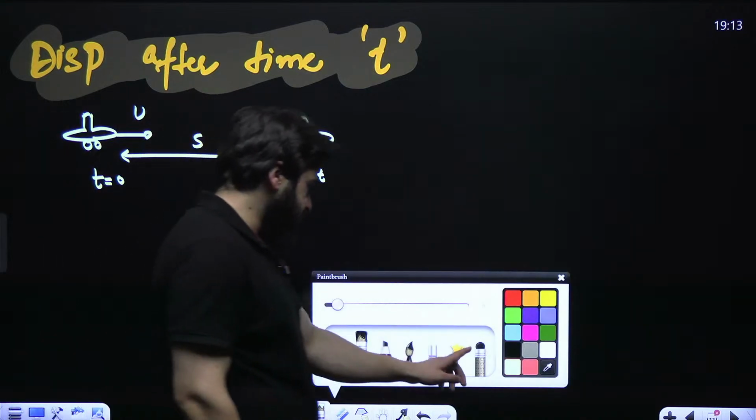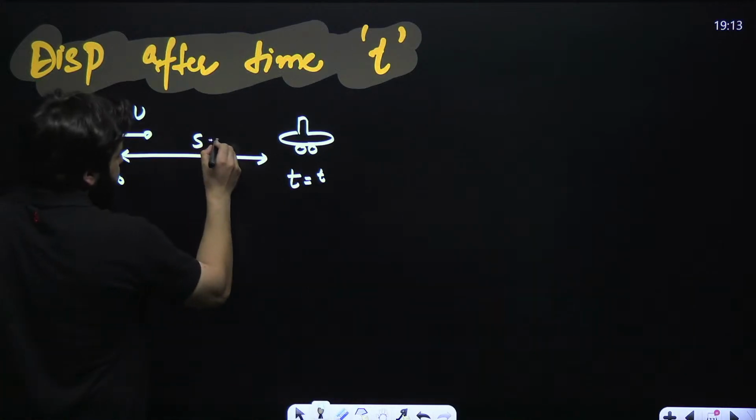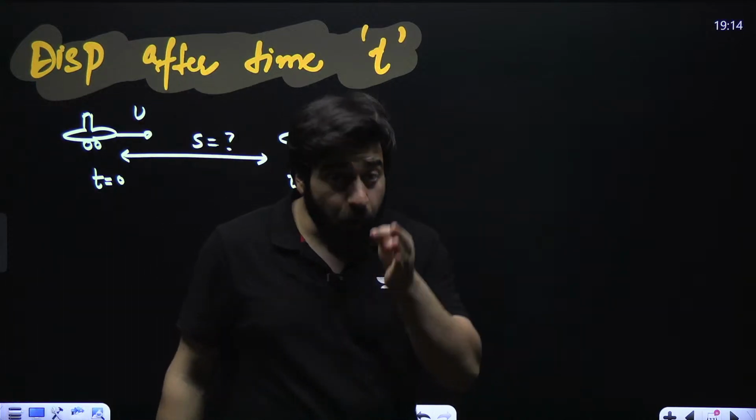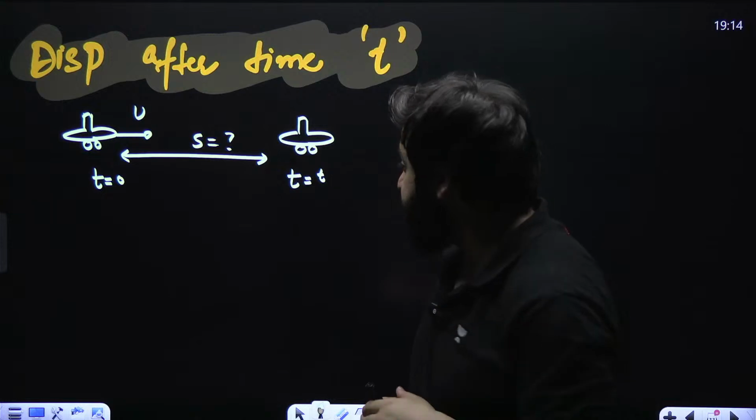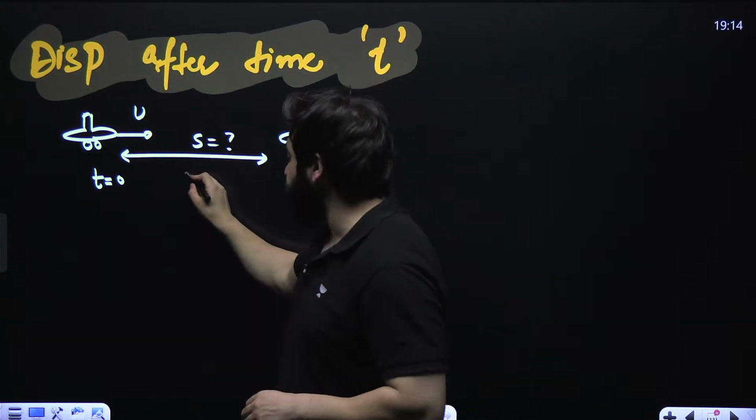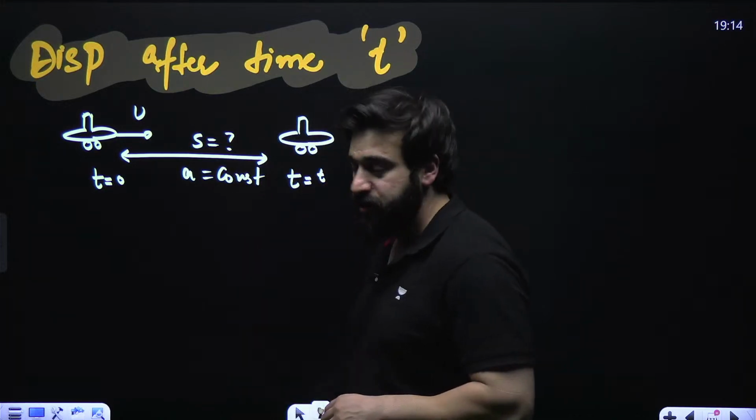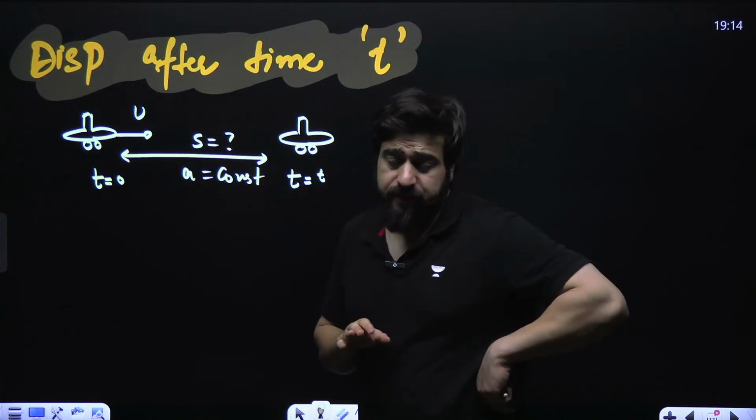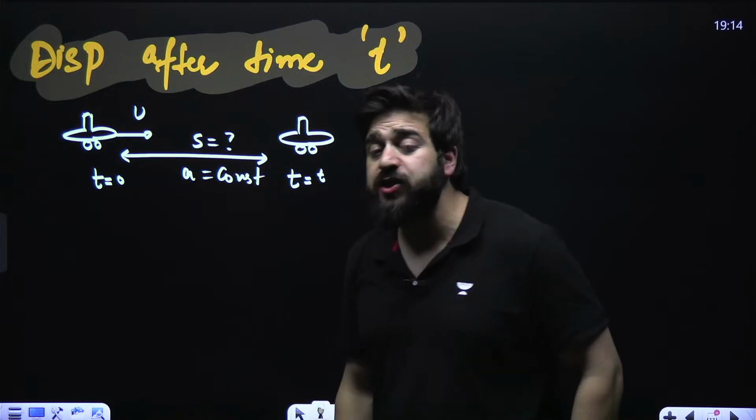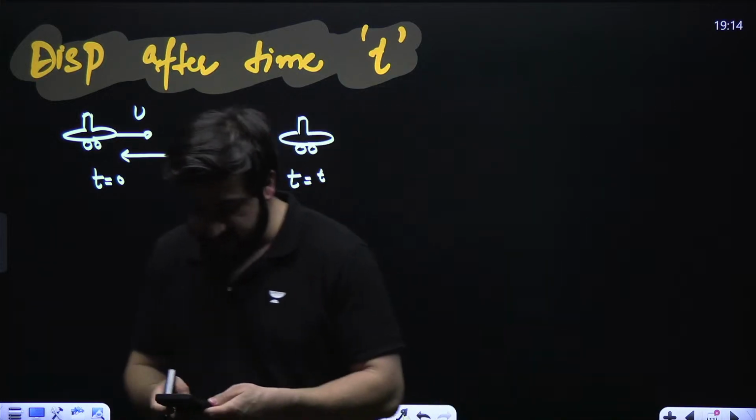And my dear friends, let me just tell you, if somebody asks you what is the value of this displacement, how much displacement the car has done in this time, if it is moving with a constant acceleration, we are supposed to find the displacement. In the previous equation, we had to find the velocity, but right now, we are supposed to find the displacement.